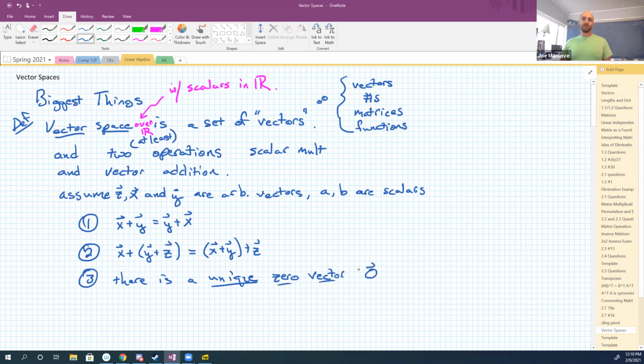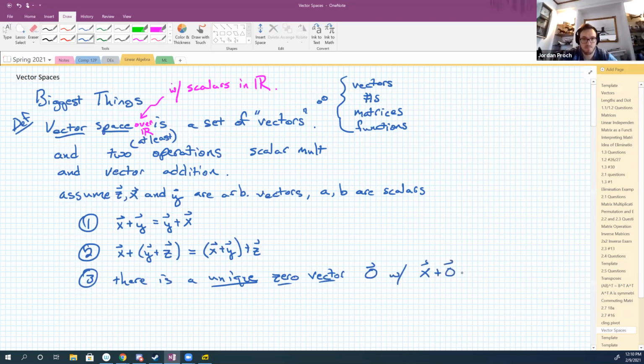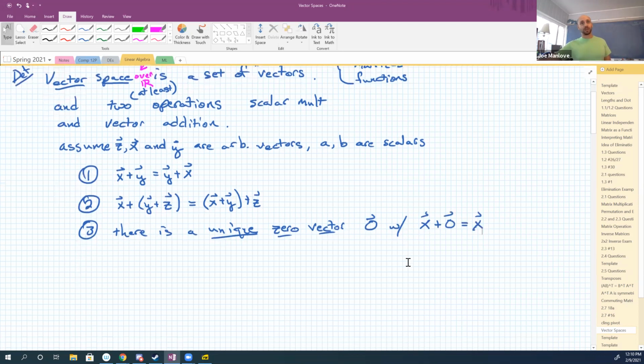So what happens when you add the zero vector to things? Good. So there should be a way to add a vector that you can add to things and have those vectors stay the same, right? So there needs to be a unique zero vector. Please note, depending on the way that things are defined, the zero vector doesn't have to be a vector of all zeros. It just has to be the thing that when you add it to other stuff, they stay the same.